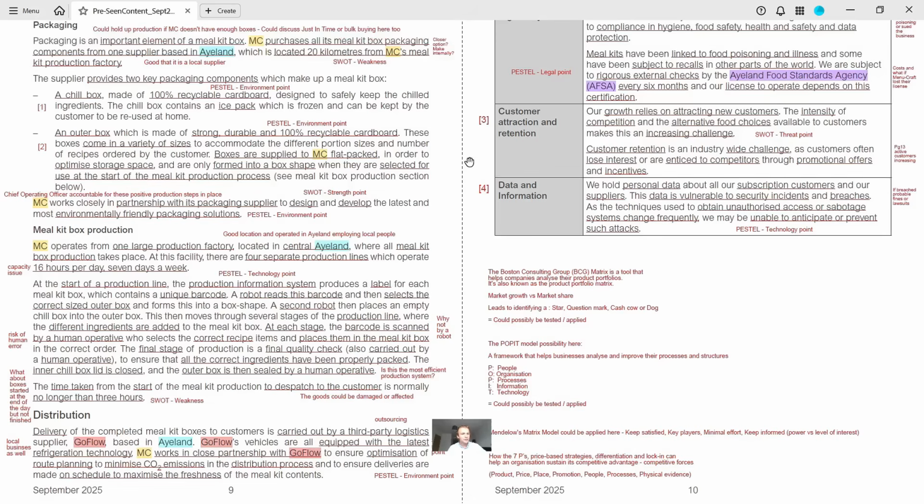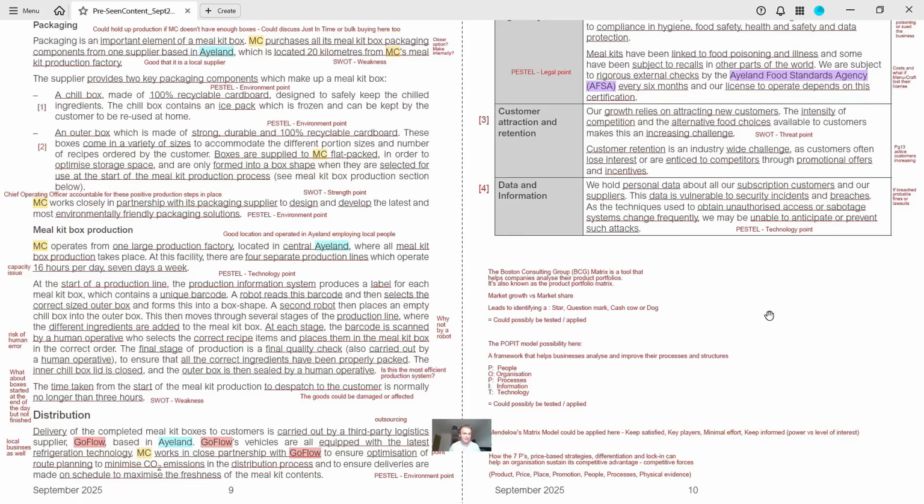And that's where we're not told who they are, but the Chief Operating Officer, I would say, is accountable for these positive production steps in place. Another really good SWOT analysis strength point, and plenty to discuss that you've got to get your head around in terms of the production.